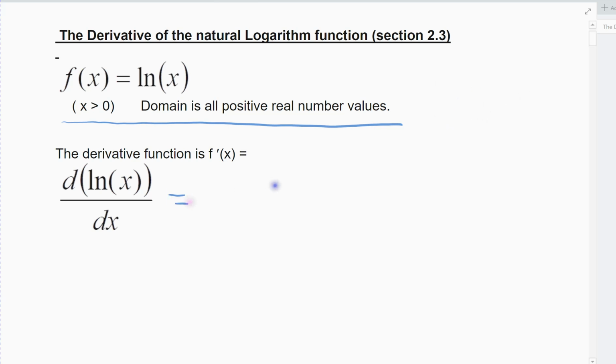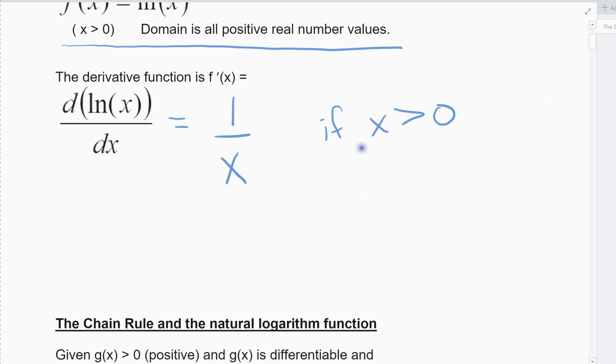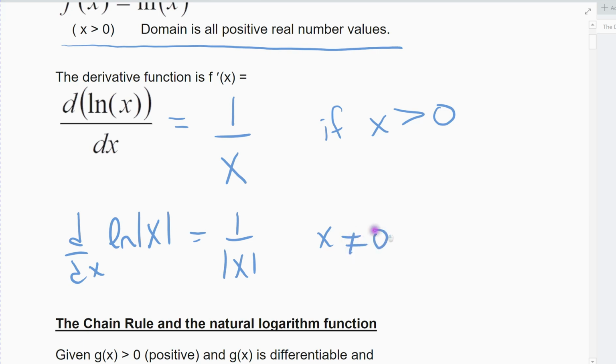So the derivative of the natural log of x is again a simple derivative. And what's nice about the derivative is it no longer has a natural log in it. If I have the ln of x, its derivative is 1 over x if x is greater than 0. Another way that we can do this is to take the derivative of the natural log of the absolute value of x and write 1 over the absolute value of x. X just can't be 0 in that case.